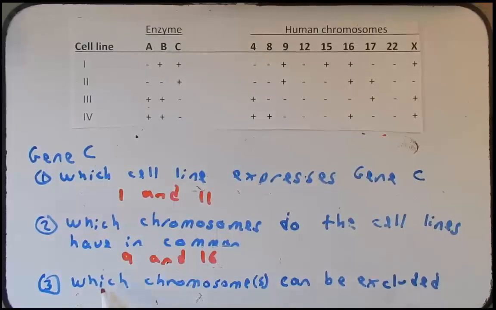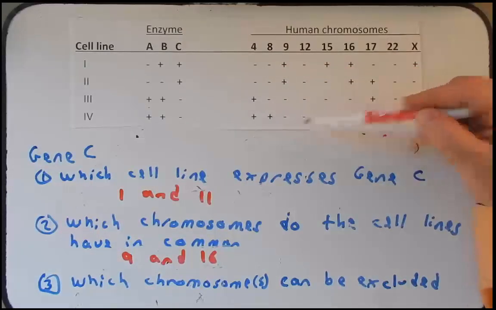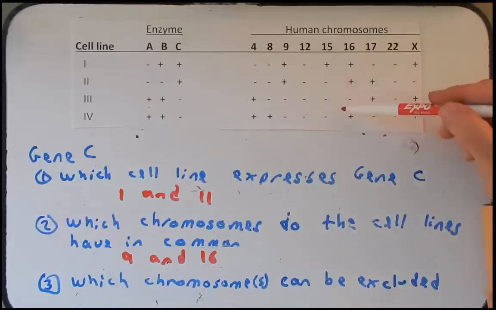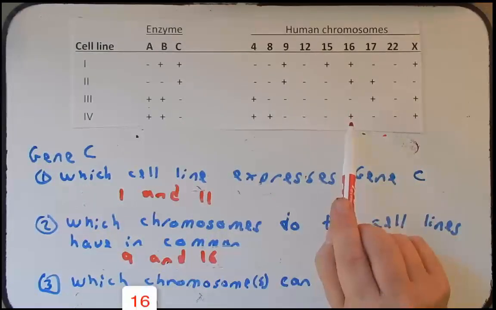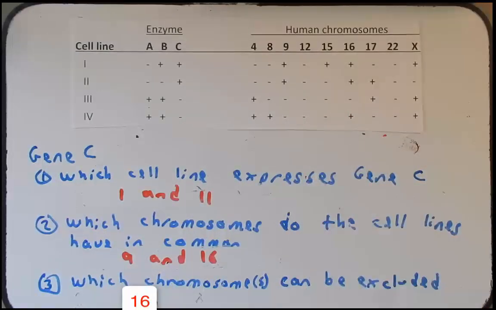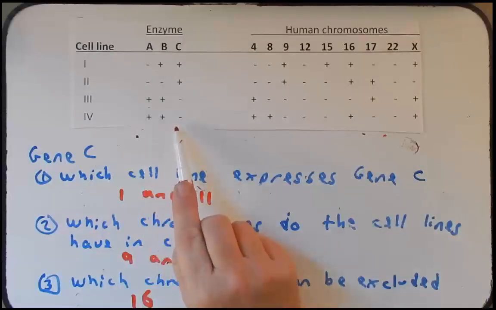Then the next thing we want to do is which chromosomes can be excluded. We can see here that chromosome 9 is only found in cell lines 1 and 2 and not 3 and 4, but chromosome 16 is also found in cell line 4. Since cell line 4 does not express C, we know that gene C cannot be on the 16th chromosome. Again, it's found in cell lines 1 and 2. Chromosomes 9 and 16 are common to both of those cell lines, and we can exclude chromosome 16 because chromosome 16 is found in cell line 4, which does not express C.